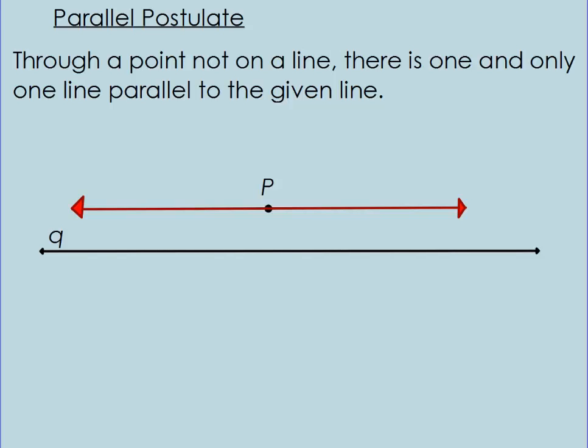So, parallel postulate. This is the postulate right here. Through a point not on a line, there's one and only one line parallel to the given line. So, does that mean I've got a line Q and a point P? It means that if I draw a line, there's only one line through P that is also parallel to Q.